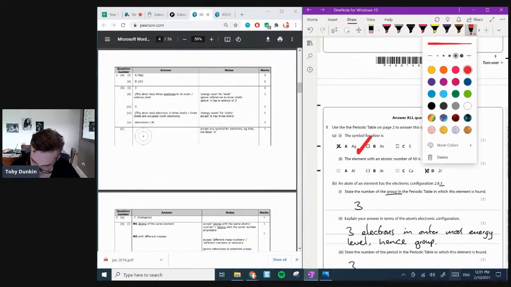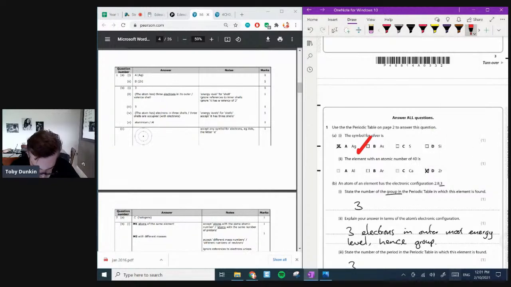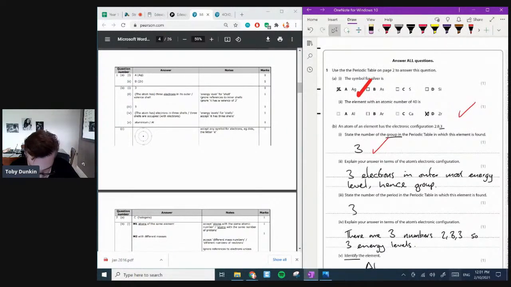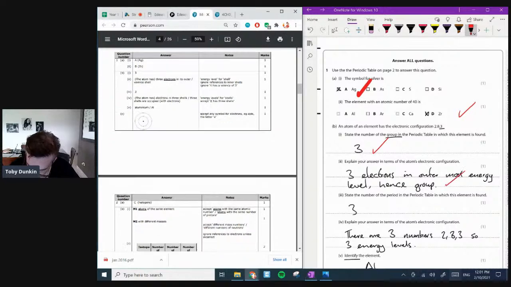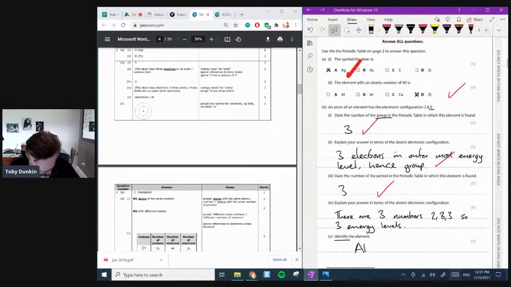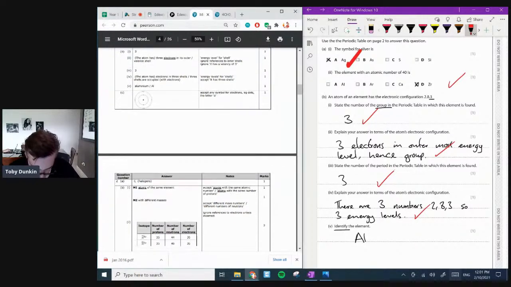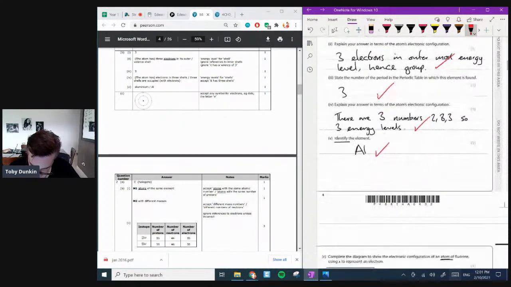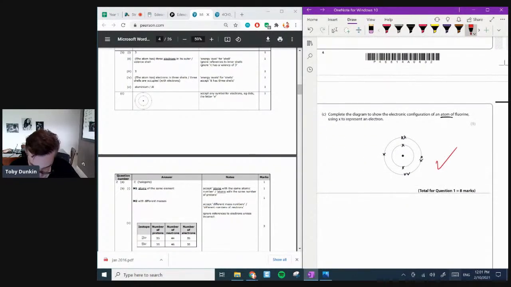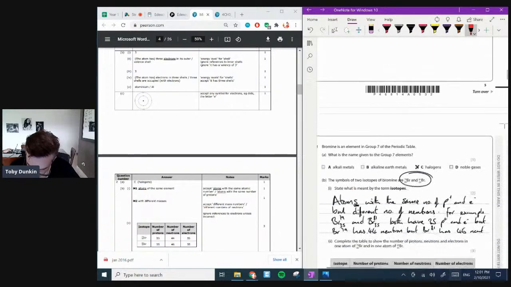Silver. I'm going to shrink that. Get D3: the atom has 3 electrons in its outer valence shell, 3 electrons in outermost energy level. Get 3: 3 shells occupied with electrons. There are 3 numbers, so 3 energy levels. Yeah, okay. Aluminium. Fluorine. Doesn't matter where the dot goes.